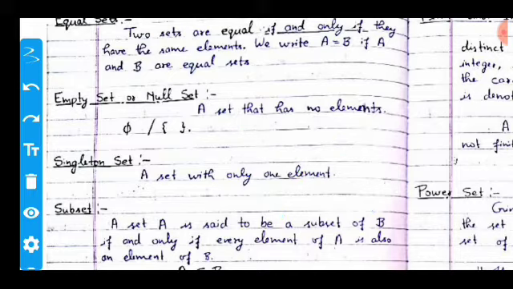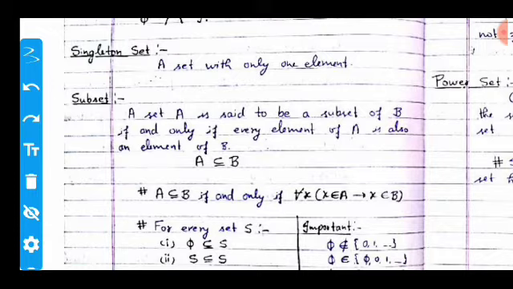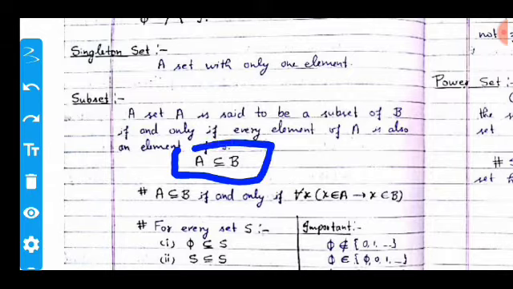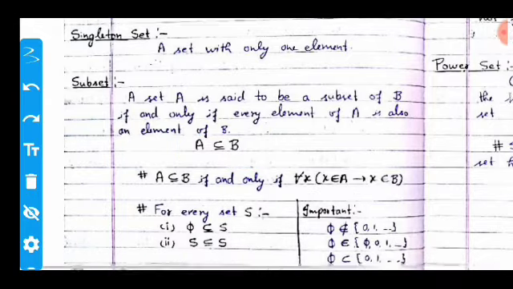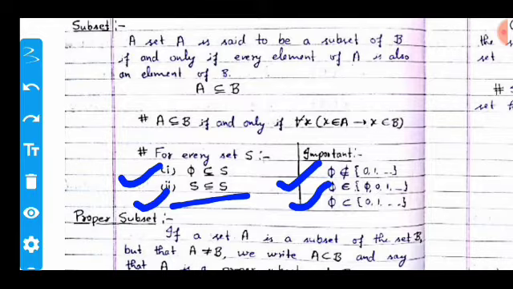A set A is said to be a subset of B if and only if every element of A is also an element of B. So we say that A is a subset of B if and only if for all x, x belongs to A implies x belongs to B. Means x is an element of A, and also of B. For sets, we say that first, phi is always a subset of any set, and any set is also a subset of itself, meaning S is a subset of S. An important point is that phi is not an element of {0, 1, 2, 3}, but phi is an element of {phi, 0, 1, 2}, and phi is a proper subset of {0, 1, 2, 3}.